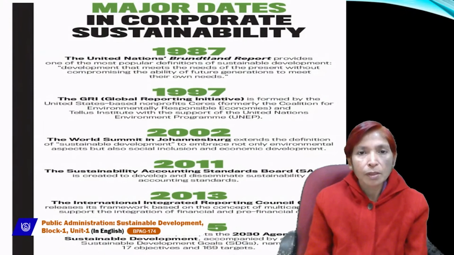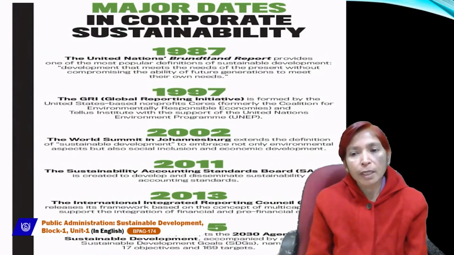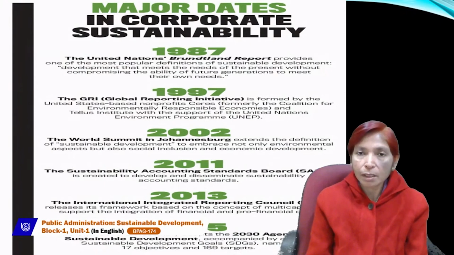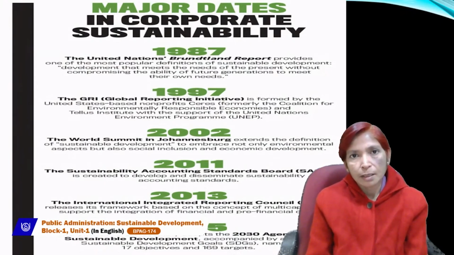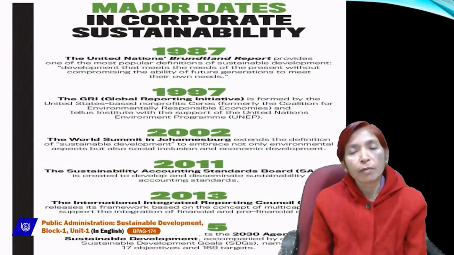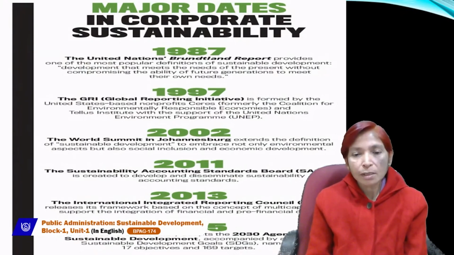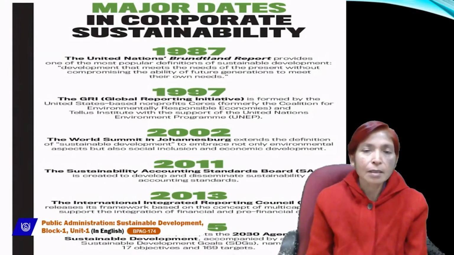Next is 2002. That date is also very important for this sustainability concept. The World Summit in Johannesburg extended the definition of sustainable development to embrace not only the environmental aspect, but also social inclusion and economic development. Sustainable development is not related to the environmental aspect only. It's a broader concept. According to the 2002 World Summit in Johannesburg, this definition of sustainability was extended to include social and economic development also.